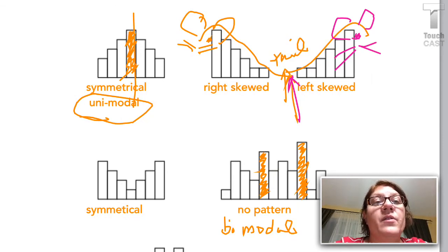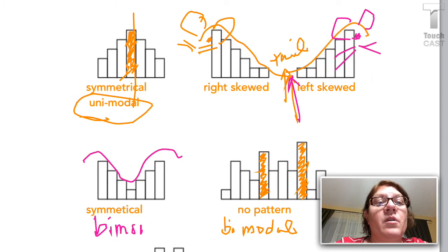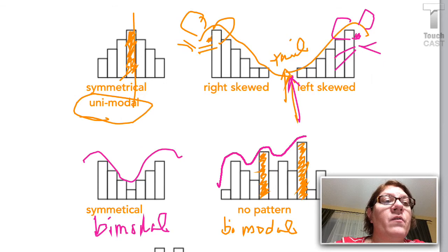This one down here is simply symmetrical. Again, if I drew a nice curve, it again might be referred to as bimodal, two tall peaks. Here, not really any patterns, kind of all over the place. I'll continue on the next lesson.